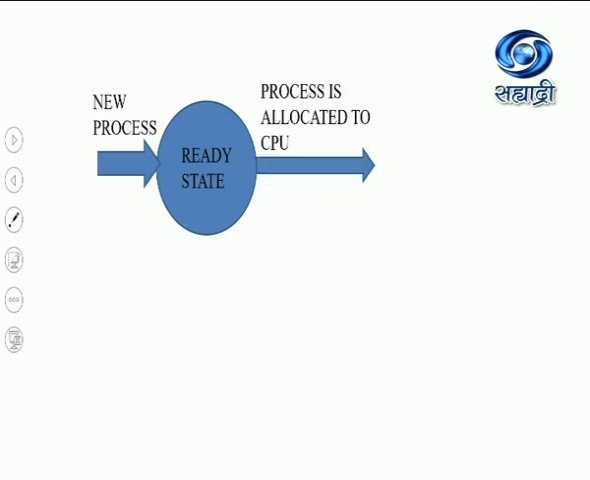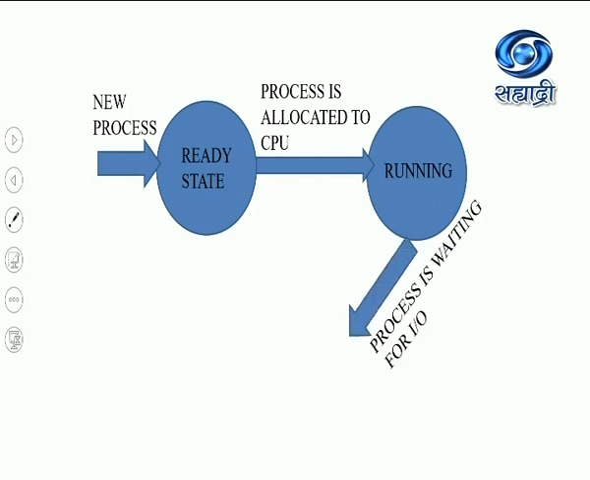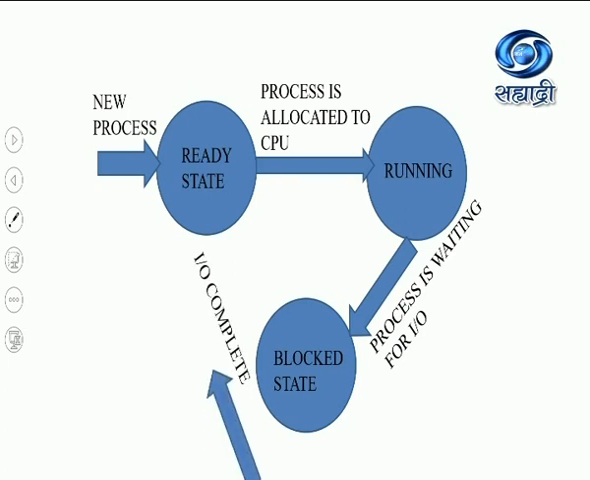This is the diagrammatic representation of the states. New process comes in and it is in the ready state. Then process is allocated to CPU. CPU starts executing the process and it is said to be in running state. While running, if some I/O operation comes in the process, it starts performing I/O operation and it goes in the blocked state. After completing the I/O operation, again the process is sent to the ready state. Then CPU can start it running anytime.